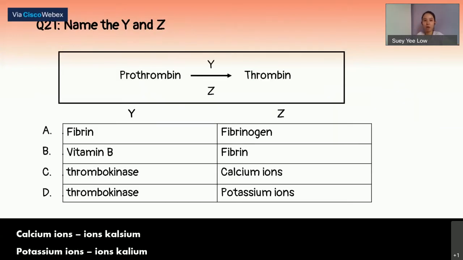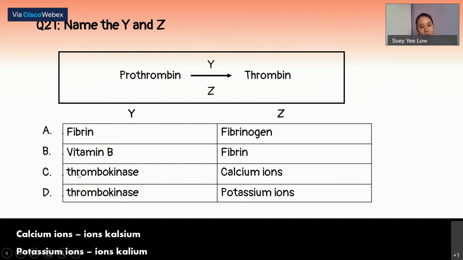Question 21. Name the Y and also name the Z. Okay, this is from your blood clotting mechanism. So let's see. Prothrombin to thrombin. So which is the thing that is used to stimulate your prothrombin conversion to thrombin? Okay, let's see here. There's fibrinogen. Of course not, because it's the next step, right? So vitamin B and fibrin. No, fibrin is for the next step. So thrombokinase.